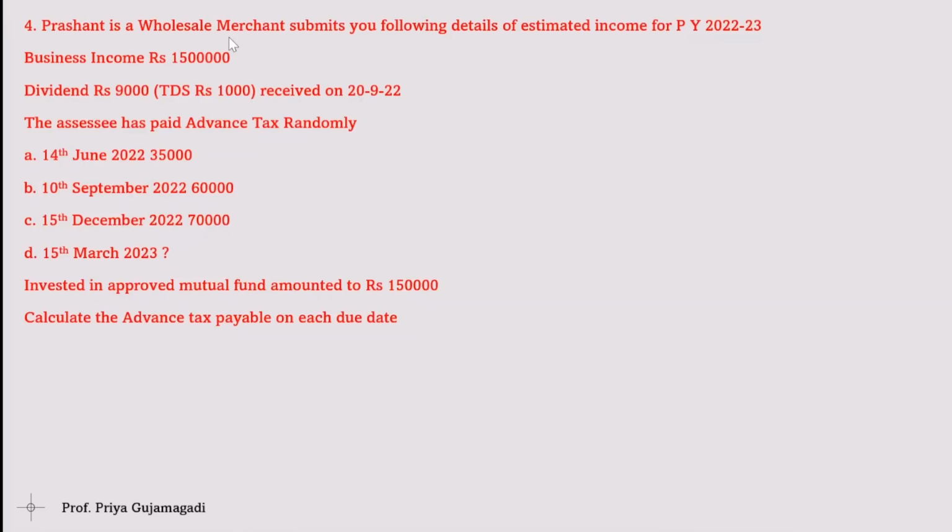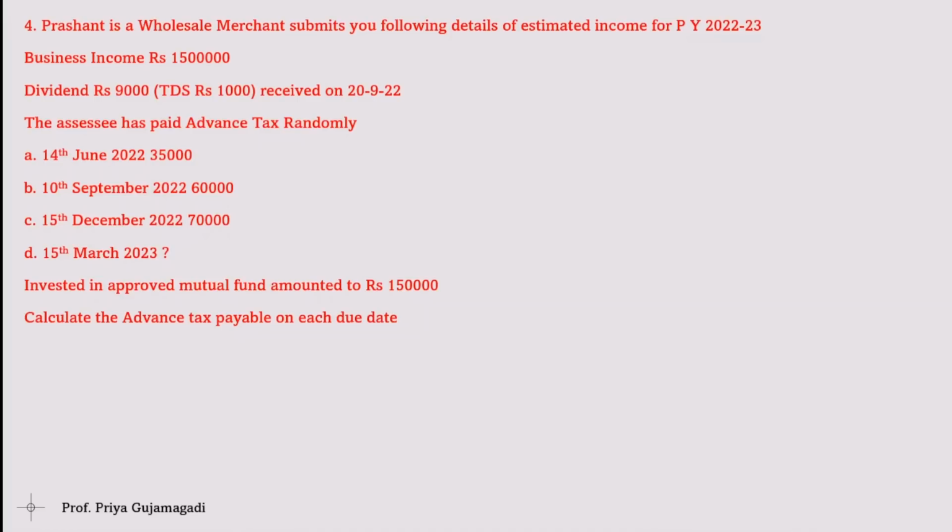The assessee has paid advance tax on various dates, the first being 14th June. Our due dates are 15th June, 15th September, 15th December and 15th March, on or before. So they can pay on or before 15th June. They paid 35,000 on 14th June, 60,000 on 10th September, 70,000 on 15th December, and how much is payable on 15th March, that we need to calculate.